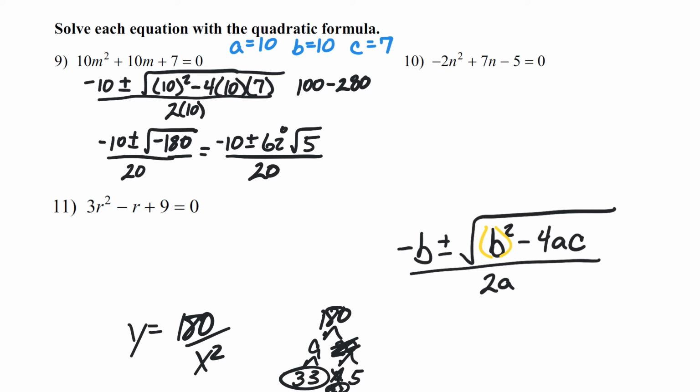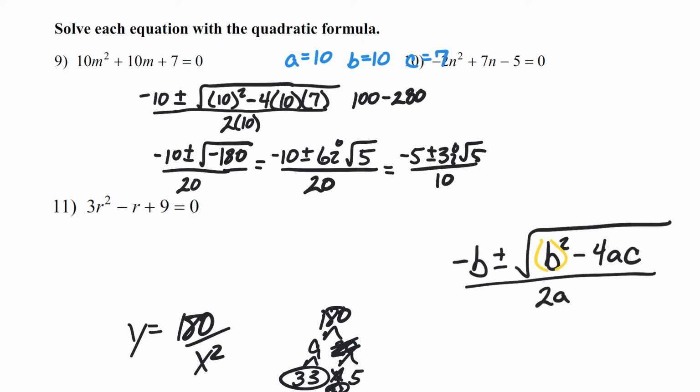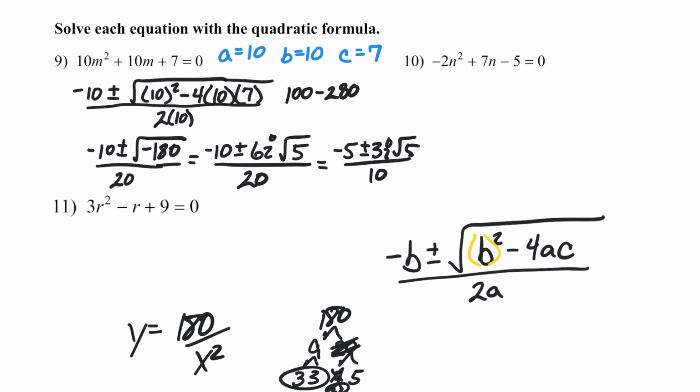This one actually reduces because 10, 6, and 20 are all even numbers. So this is going to break down to 3i square root 5 over 10. Notice the 5 under the radical did not reduce. We can't reduce radicals with non-radicals. That's why it's staying just where it is.